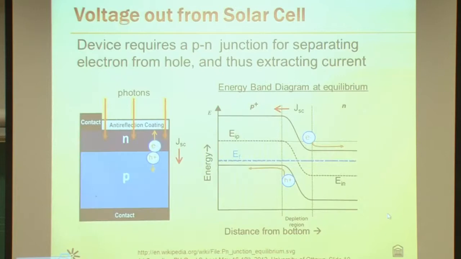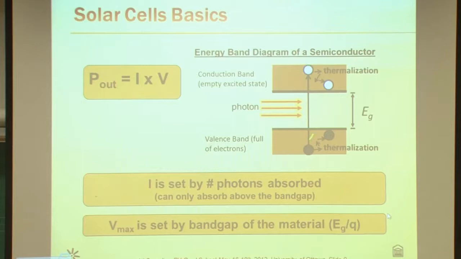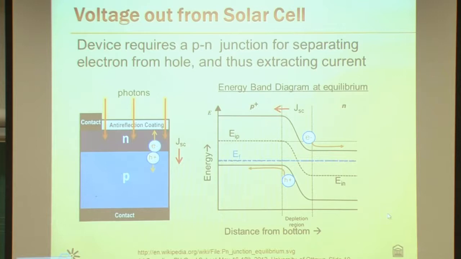And there's, as was spoken to this morning, the thermalization effect where these hot carriers fall back down to the top of the valence band, bottom of the conduction band. So the voltage out from the solar cell, as we said, the maximum it can be is the band gap. Actually, it will be the band gap minus the Fermi level in the P and the Fermi level in the N. And this PN junction is what creates the field which pulls our carriers apart.